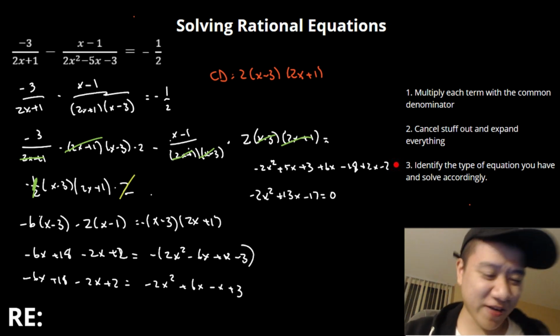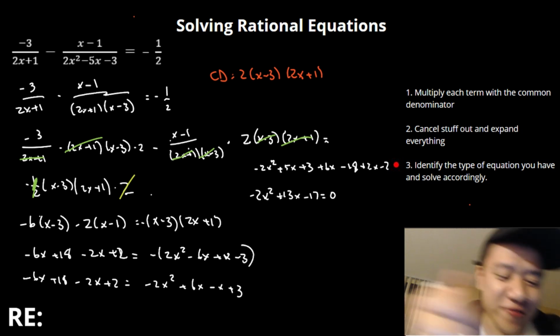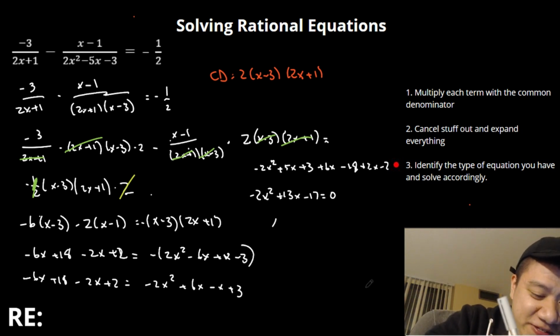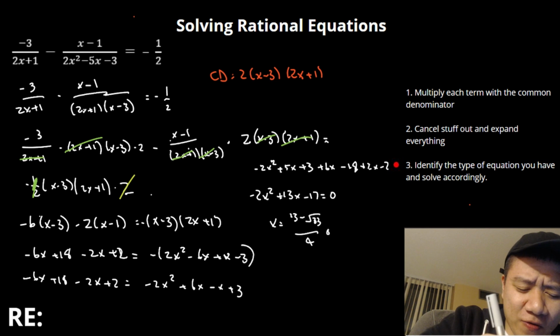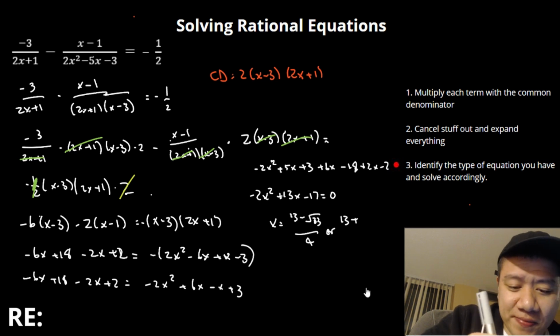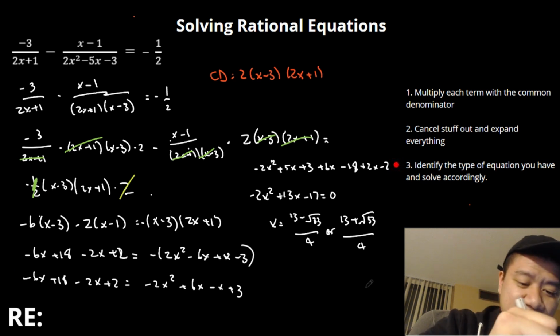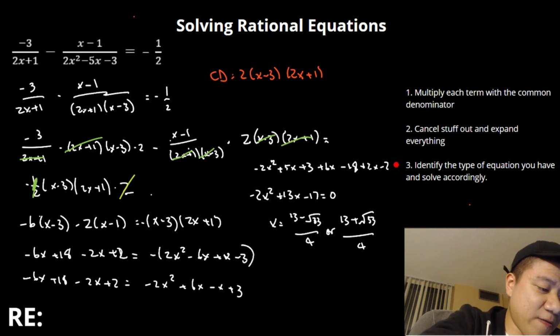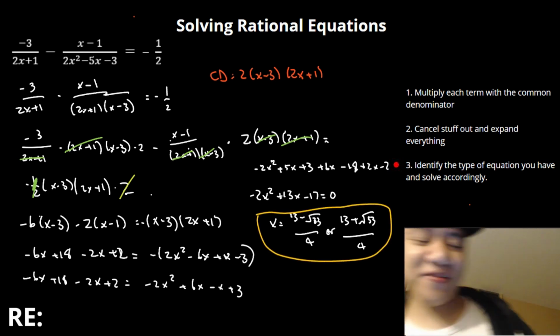So I put in the quadratic formula. I didn't do it here because we're running out of room. But basically, the two answers that we should get are 13 minus root 33 over 4, or 13 plus root 33 over 4. Cool. And we are done. Yeah, let's circle this. Yay. Alright, there you have it.